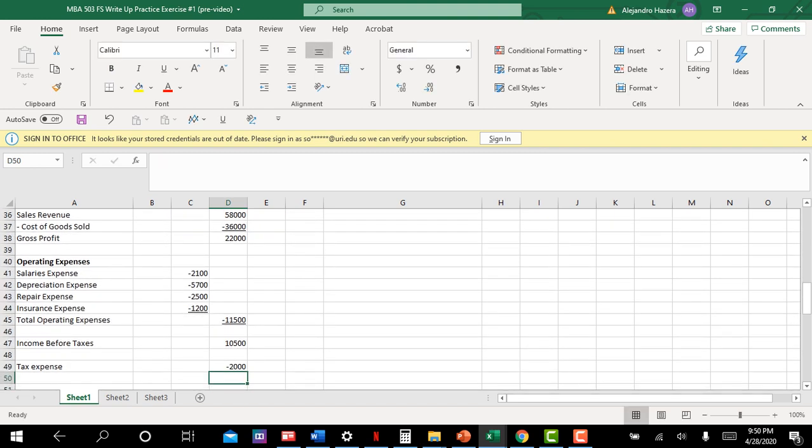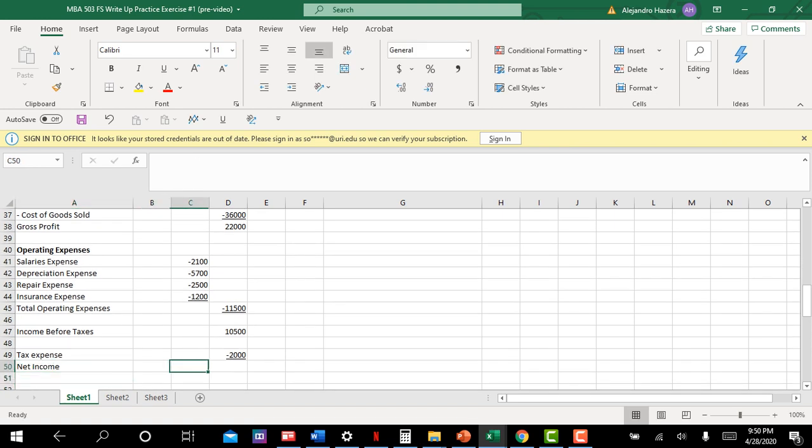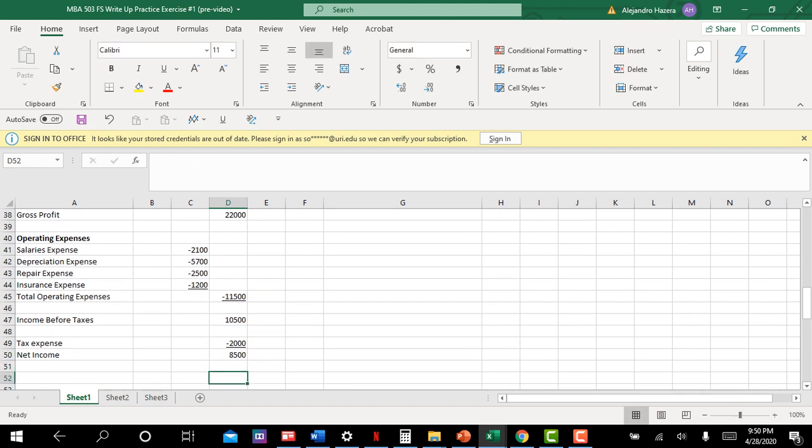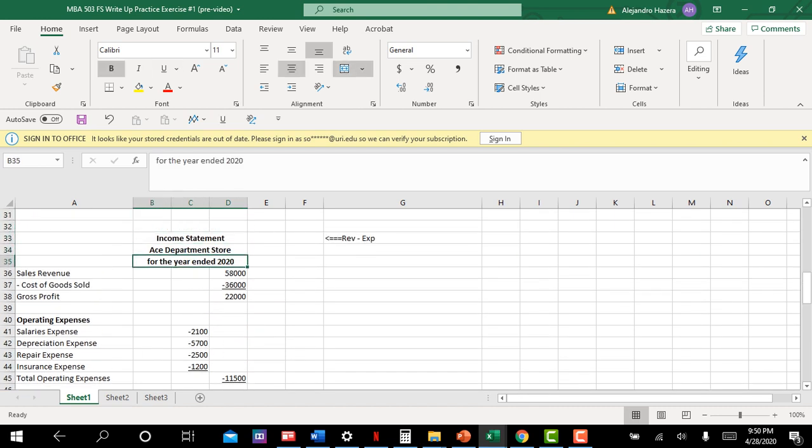Okay, so that gives me my tax expense. I'll go back and check them off in a second. Anyway, my net income here is going to be the income before taxes plus the negative. So my final net income is 8,500. So there's my income statement. This gross profit step is very important. I'll be very honest.